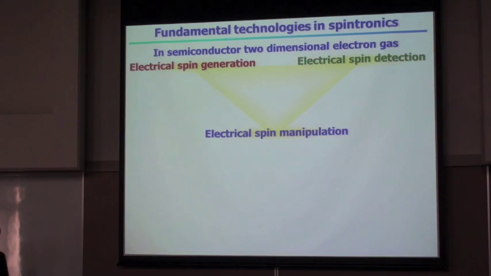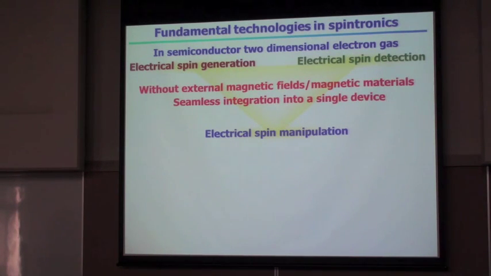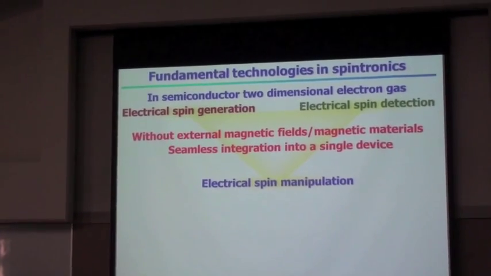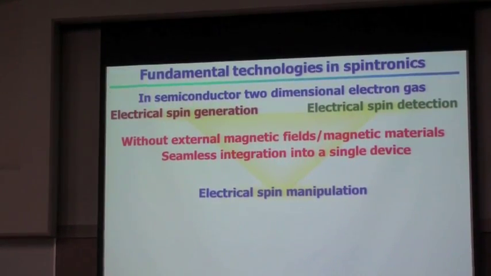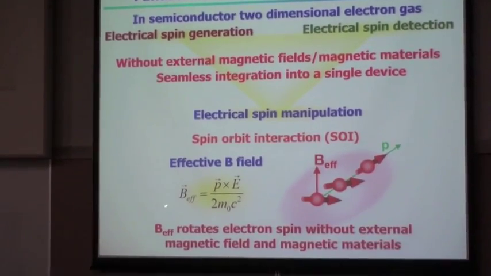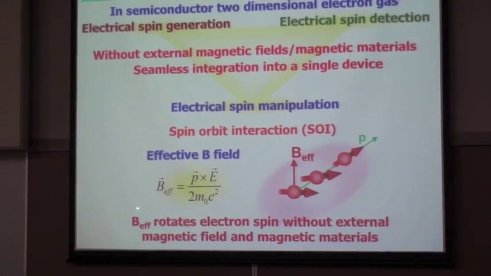Okay, so the fundamental technologies for spintronics are electrical spin generation, spin manipulation, and spin detection. And we would like to realize these three technologies without external magnetic field and also the magnetic materials, because when we can do it, we can seamlessly integrate these three technologies into a single semiconductor device without ferromagnets or the external magnetic field.